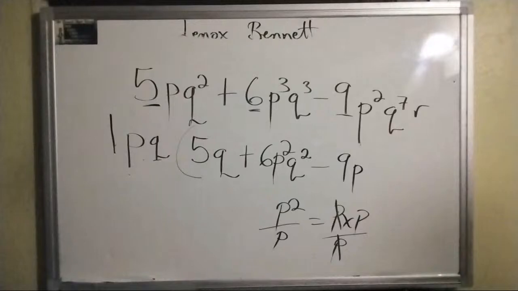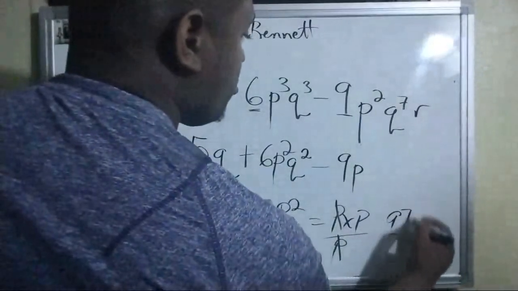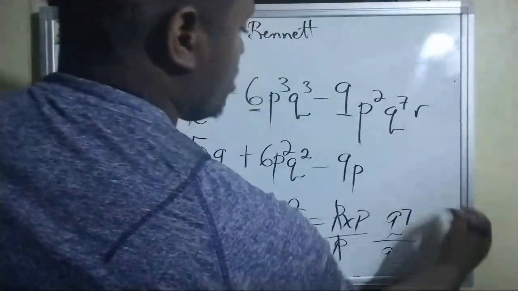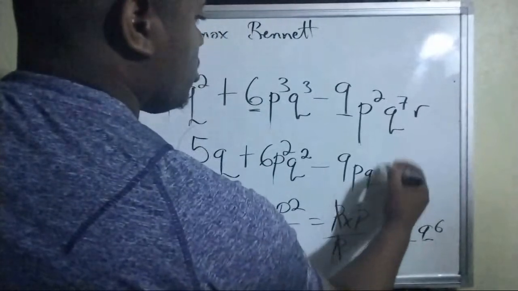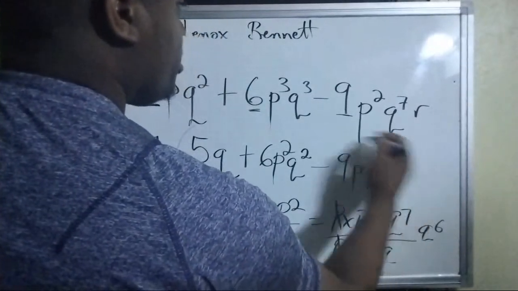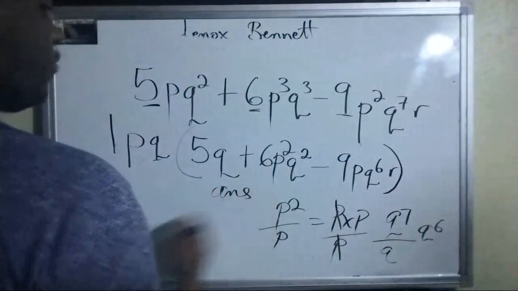That's a p. Alright, so we have q to the 7th divided by q. So that's q to the 6th. And then we just put the r, because there's nothing to do with the r. And voila, we are finished.